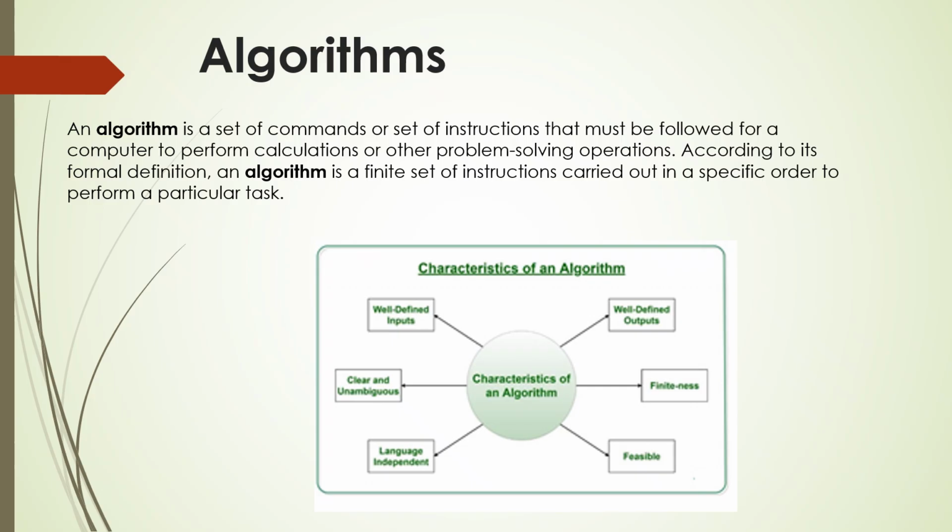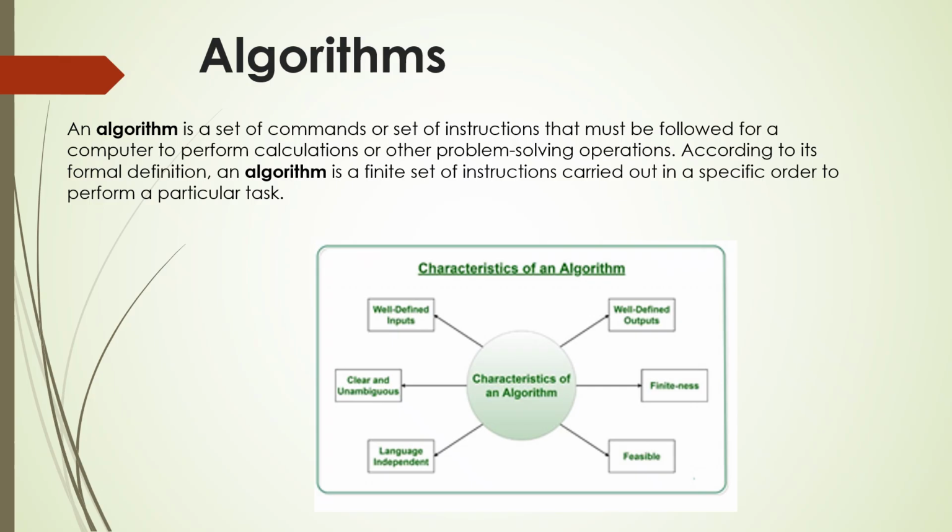In simple words, an algorithm is like a recipe for cooking food. Before preparing any dish, we first decide what ingredients are needed and what steps should be followed. If the steps are performed in the correct order, we get the desired result. Similarly, before writing a computer program, we prepare an algorithm that tells the computer what to do. According to the formal definition, an algorithm is a finite set of instructions that are carried out in a specific order to perform a particular task.